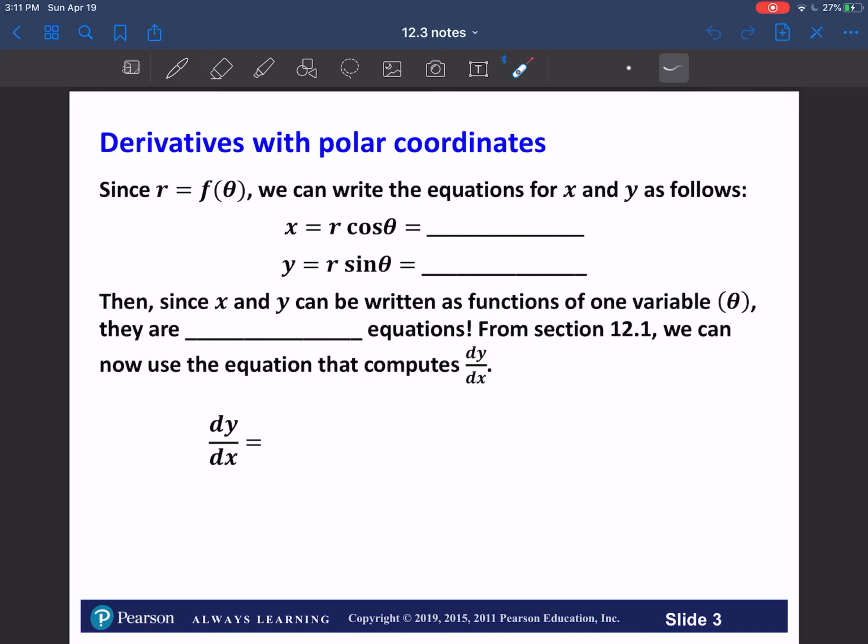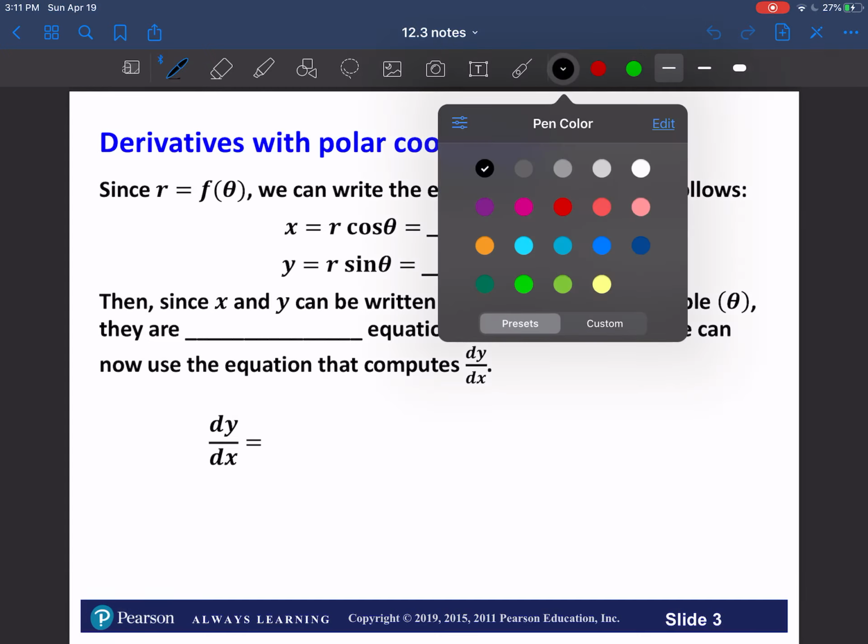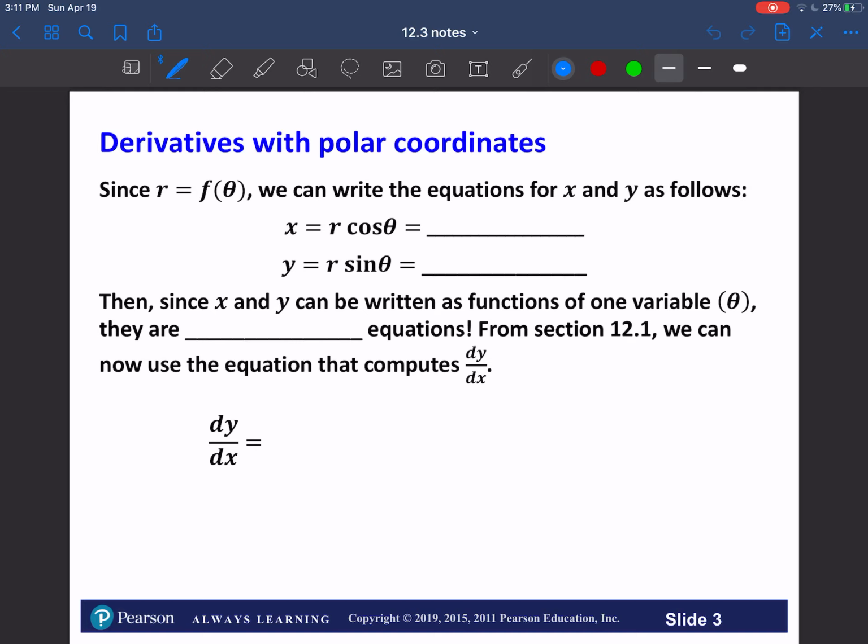Since r is equal to f of theta, we can write the equations for x and y as follows. So let me switch some colors up. We can write that x is equal to f of theta times cosine theta. I'm going to use the thicker marker. Basically, all we did was we replaced this r with f of theta. And we can similarly write that y is equal to f of theta times sine of theta.